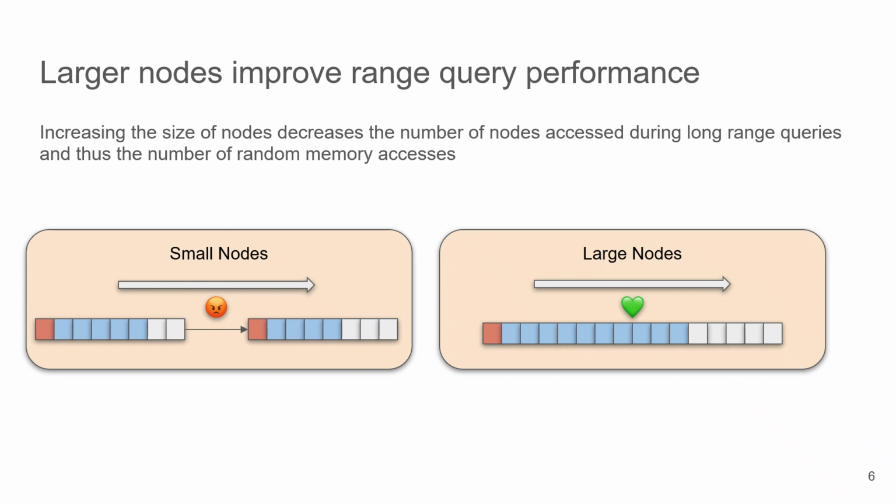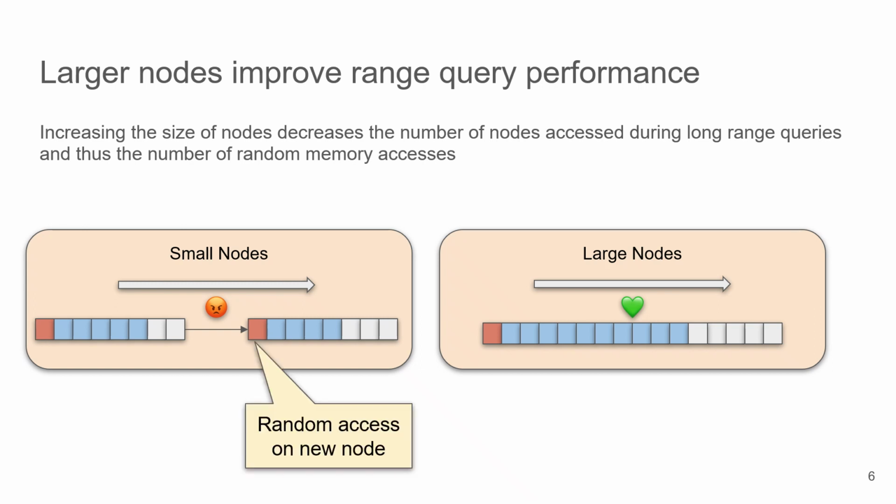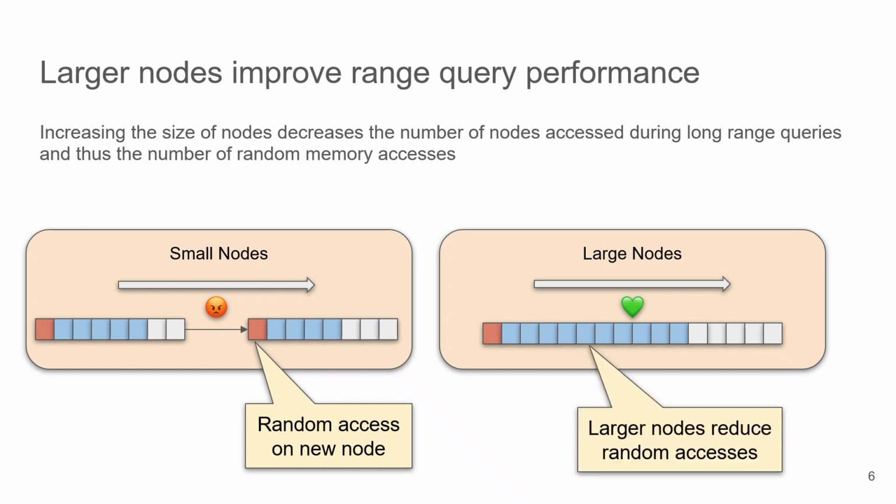Now let's think about why increasing the size of our nodes can increase our range query performance. So if we have a small node, and want to perform a range operation that iterates over multiple different nodes, what we will find is after we operate on a few elements, we then need to follow a pointer to operate on elements in the next node. However, each time we access a new node, we will get a new random access, and these random accesses can be expensive. However, if we're operating on larger nodes, then we're going to reduce the number of these random accesses by the amount that we increase the size of our nodes.